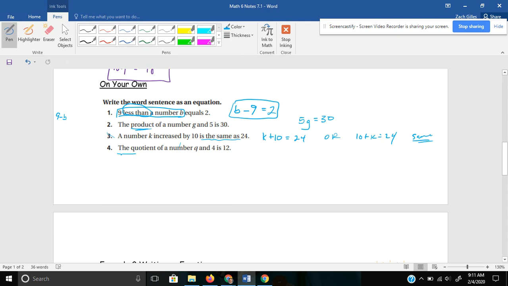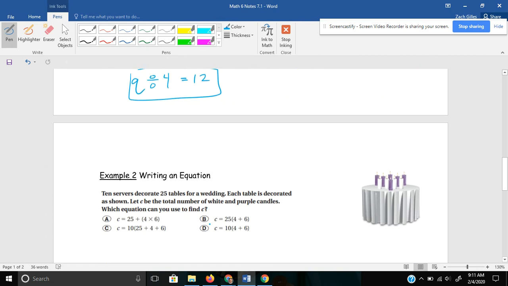Number 4, now the quotient of, so we're going to be using division here. Be careful of your order. The quotient of a number Q and 4 equals 12. So Q divided by 4 is 12. If these two would have been reversed, so if they'd have said the quotient of 4 and a number Q, you'd have to also reverse the order here. So again, careful on division and subtraction.